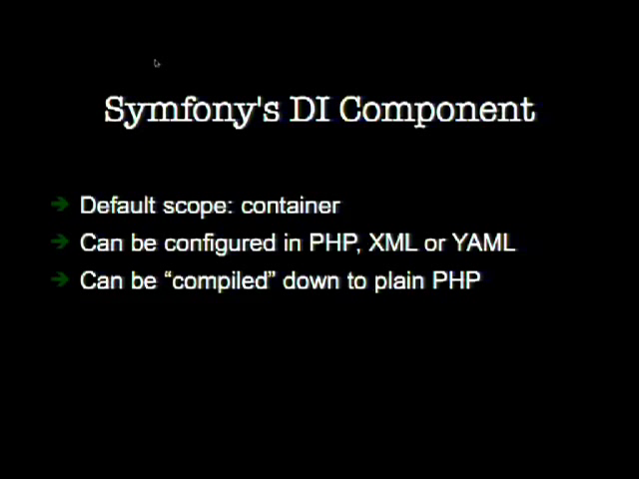In Symfony, the default scope is container scope, meaning that unless you specify otherwise when you're defining a service, for the lifetime of the container the same instance will be returned each time that service is requested. So if you wanted a new instance each time, you'd have to specify prototype scope.